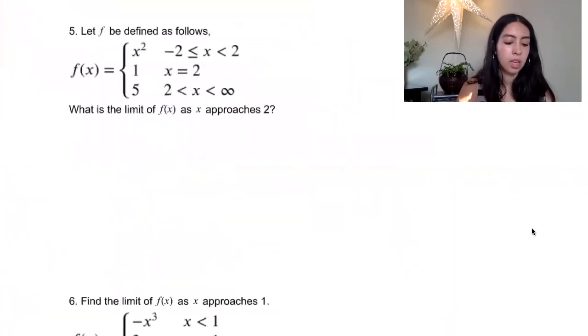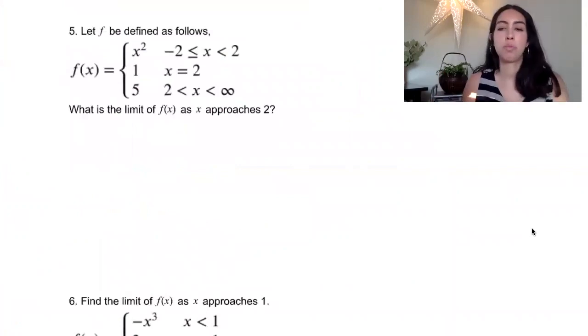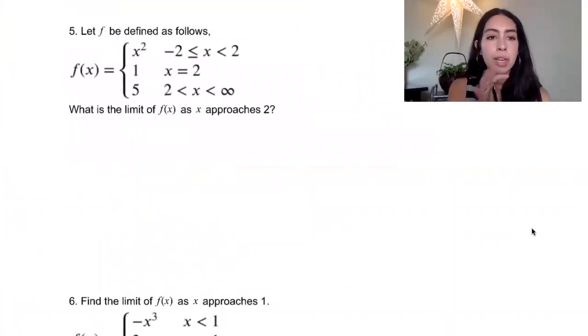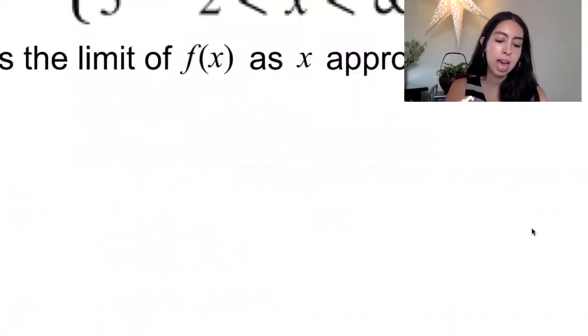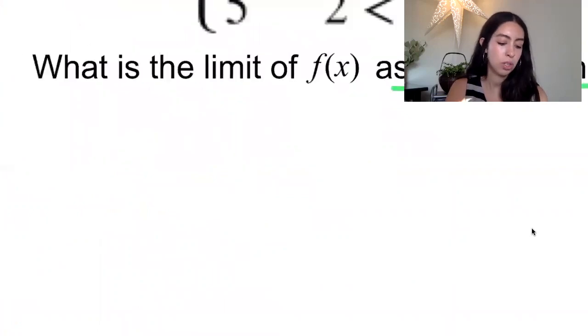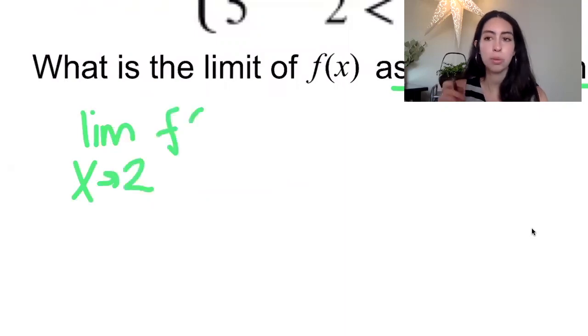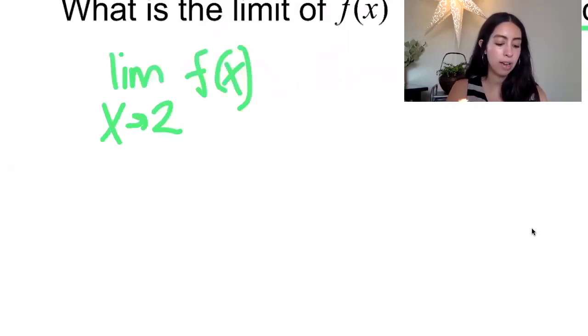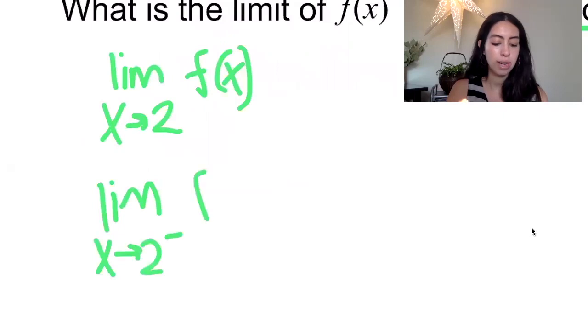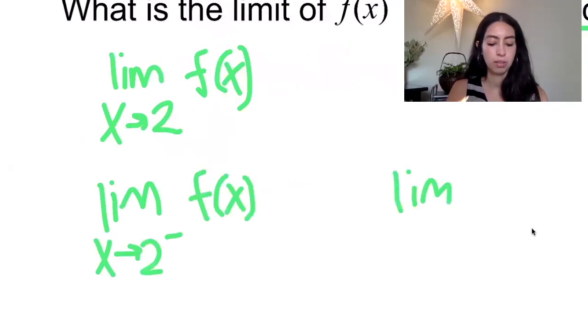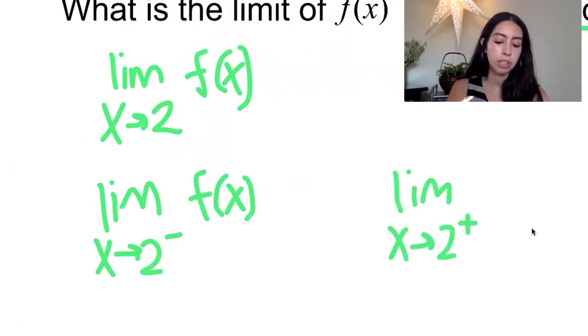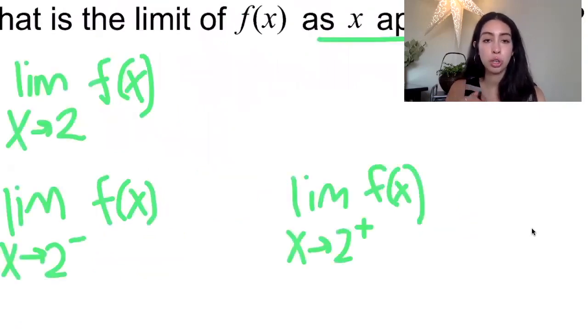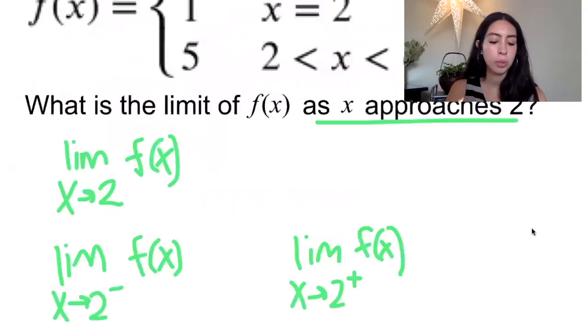Okay, we've got some piecewise functions for the next two problems. So we're defining f as this piecewise, and we want to determine what is the limit of f of x as x approaches 2. In order to do that, we need to figure out what is happening to the left and to the right of 2. And piecewise functions lend themselves to determining this pretty quickly.